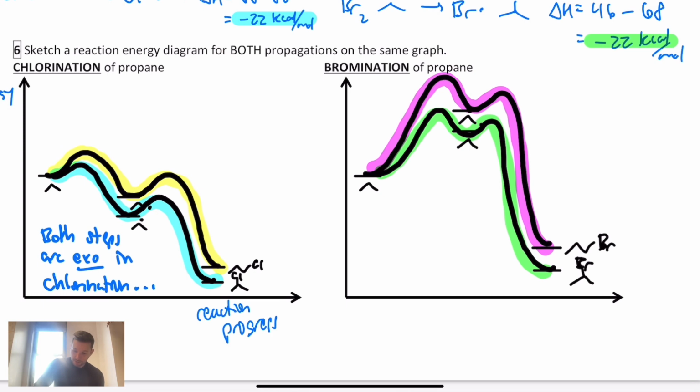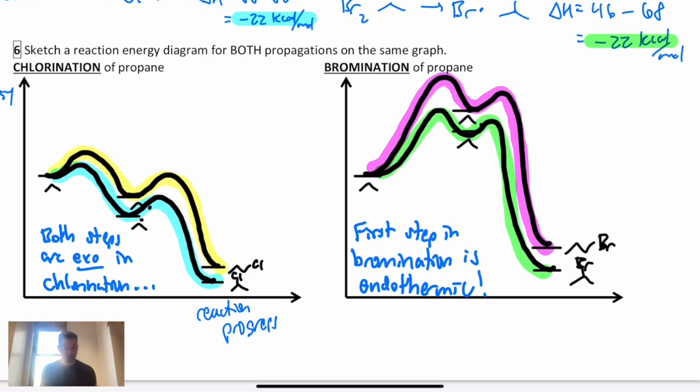And the thing that you should notice right away is that here, the first step in bromination is endothermic. And that must be the key. All of that was just to get to this, chemists. All those energy calculations, all that arithmetic, all those diagrams, all these curves and colors are just to say, hey, you know what? When you use bromine, your first step is endothermic. And that is what we use to explain why bromination is so much more selective for the more substituted product compared to the less substituted product.